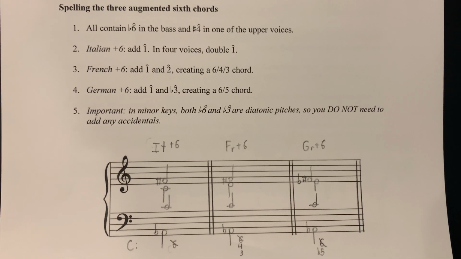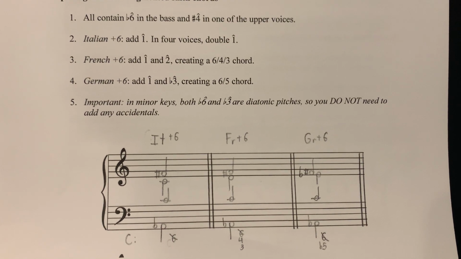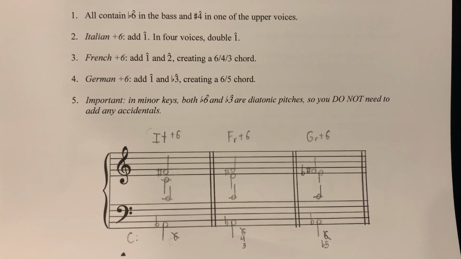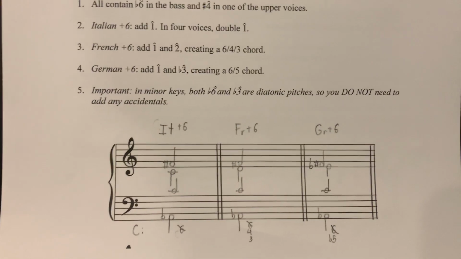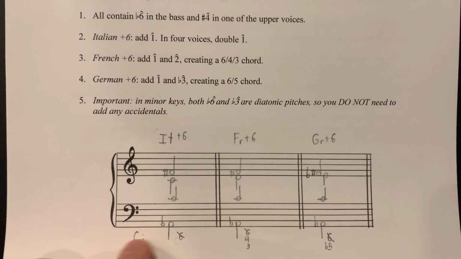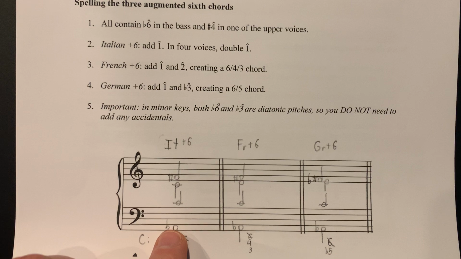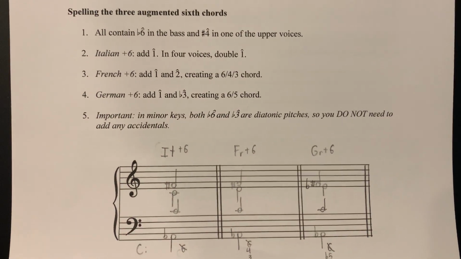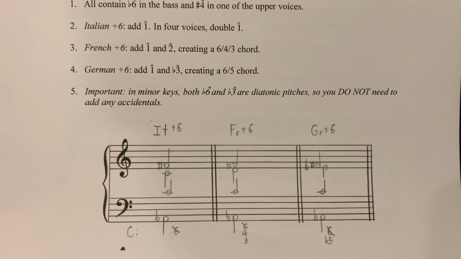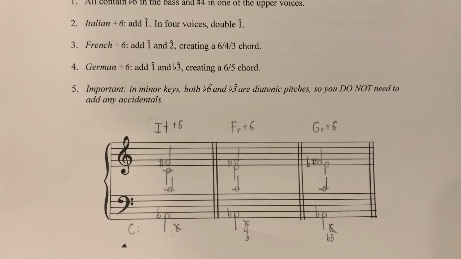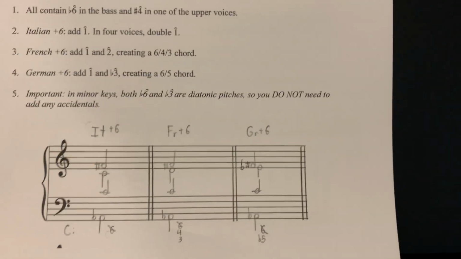As mentioned, all will contain flat 6 in the bass and sharp 4 in one of the upper voices. Doesn't have to be the soprano, but for the sake of these examples, I'm here in C major. I put flat 6, which again I need since it's a major key, A flat in the bass, and I put sharp 4 in the soprano, just to show you how they're spelled, but you could put the F sharp in the tenor, you could put it in the alto, and so on. So therefore, once you know that, the rest of this is all about how you fill them in. So what's the difference between these different chords?